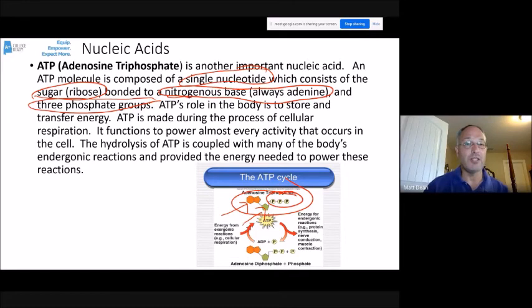Think of cellular respiration like the process of charging up your body's batteries. And the energy to do that comes ultimately from food. As we said a minute ago, ATP functions to power almost every activity that occurs in the cell and in the body. And to do that, ATP is hydrolyzed.